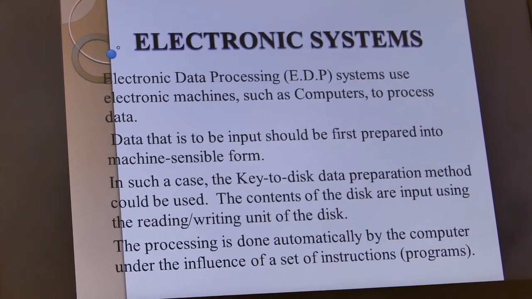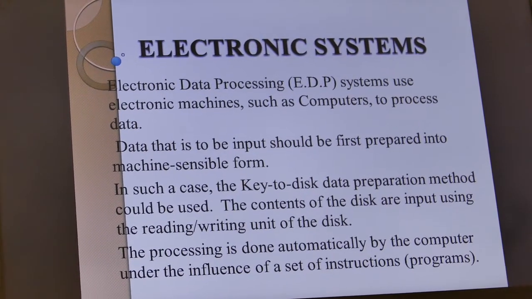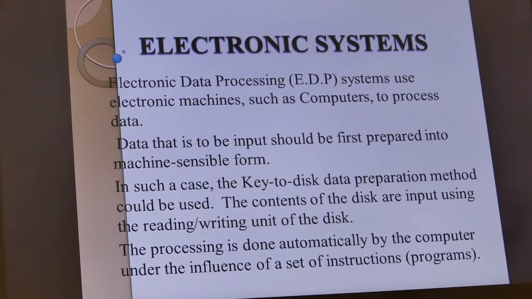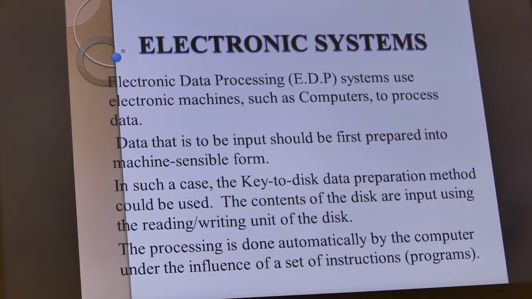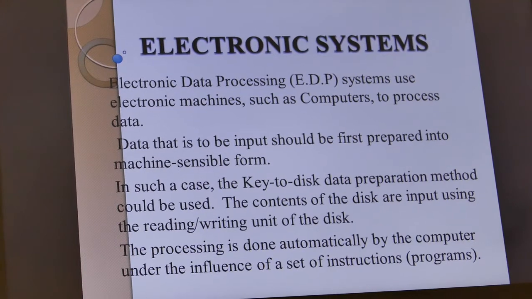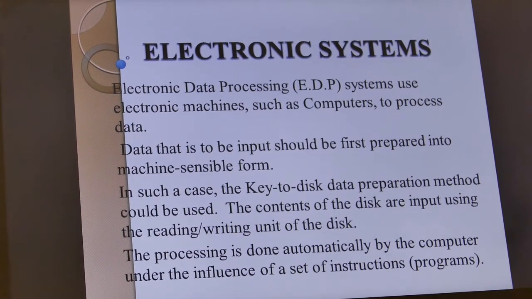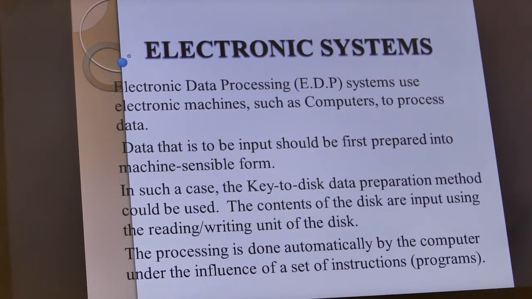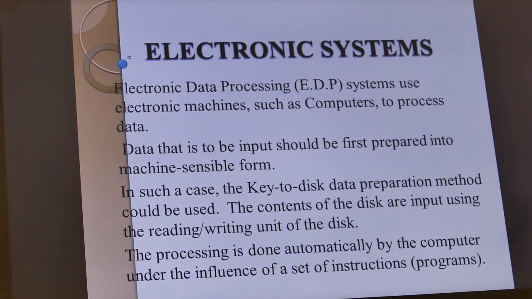Then we have the electronic system, number 3. In this, the system uses electronic machines such as computers to process data. The data is entered first. It is prepared into machine-sensible form. In such a case, we have the key-to-disk data preparation method, which can also be used, and the contents of the disk are read using read-write units of the magnetic disk. Then the processing is done automatically by the computer under the influence of programs.